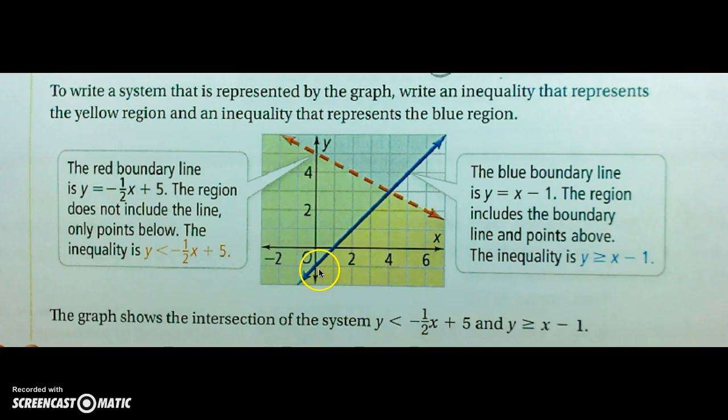And you can see there's the -1. We'll go to the right one, up 1. So it's a positive slope to the right one, rise 1. The graph shows the intersection of the same y is less than -1/2 x plus 5 and y is greater than or equal to x minus 1. So all they're asking you to do is write the two equations in the graph.